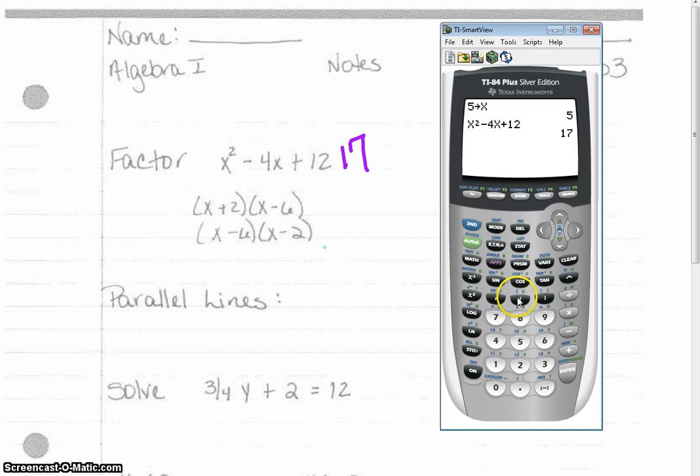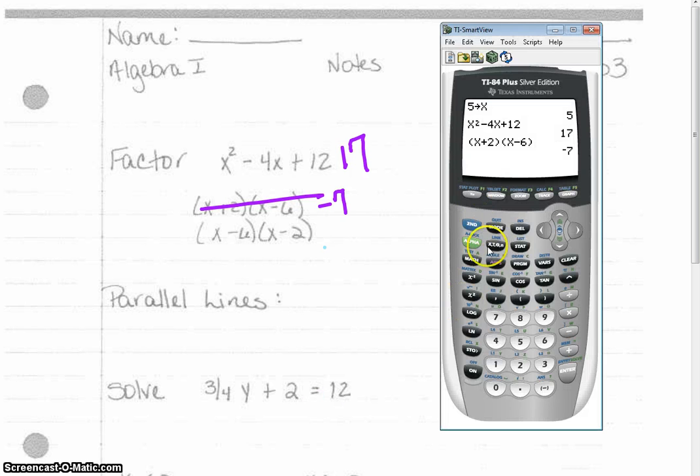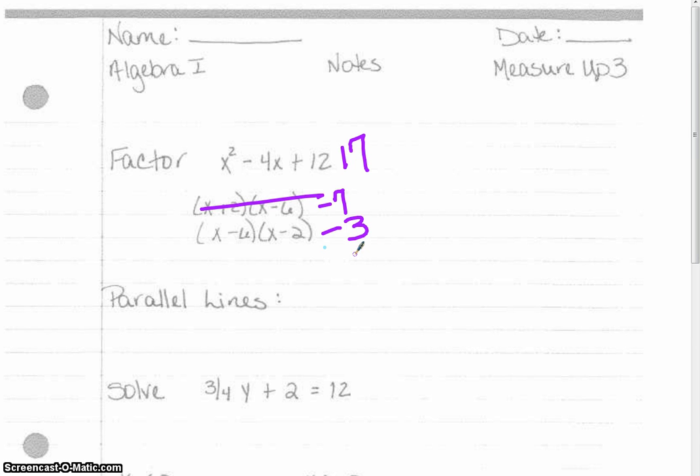So we're going to take the first choice and type it just like it looks. Open x plus 2, close, open x minus 6, close, enter. And I get -7, which tells me that's not the answer. So then I do the next one, open, x minus 6, close, open, x minus 2, close. And I get -3, so that tells me that that is not the answer. And I would continue until I found the one that was the answer, which means you would have to find the one that was 17.